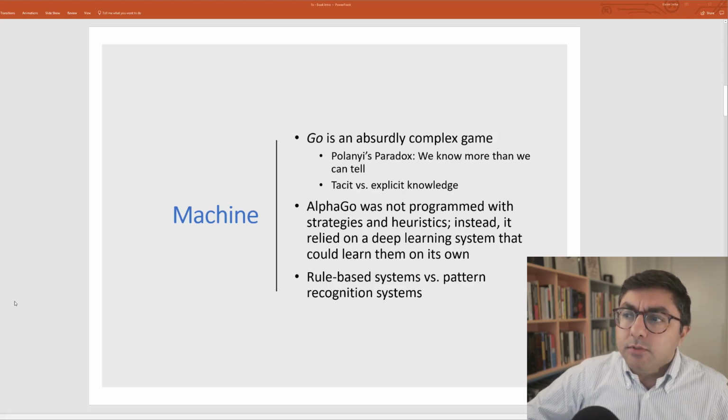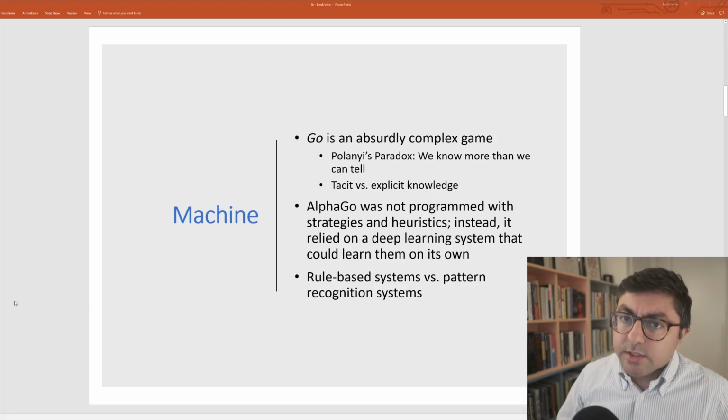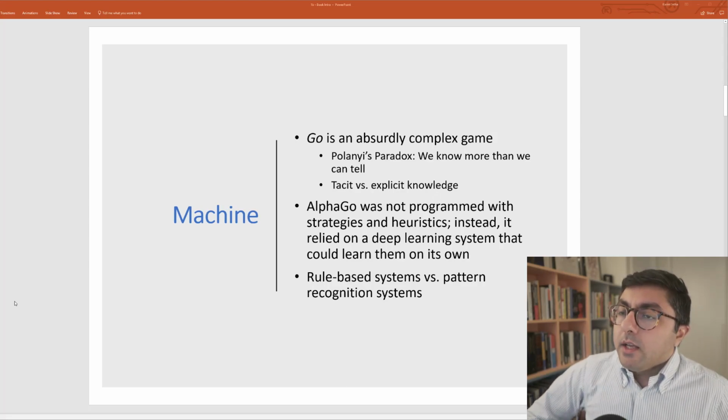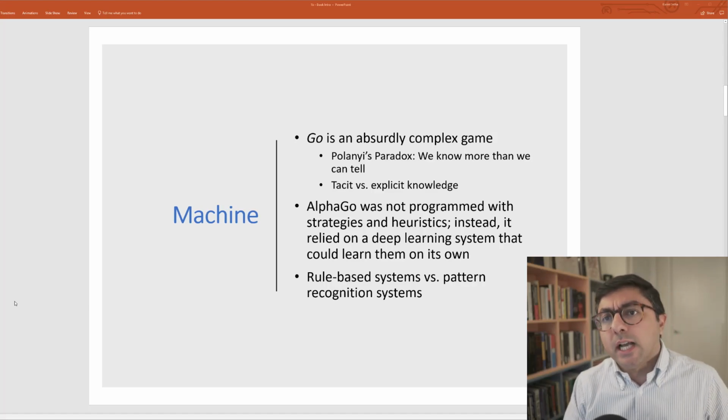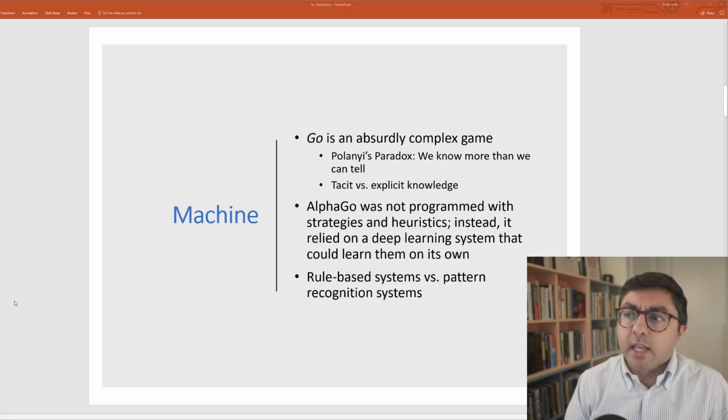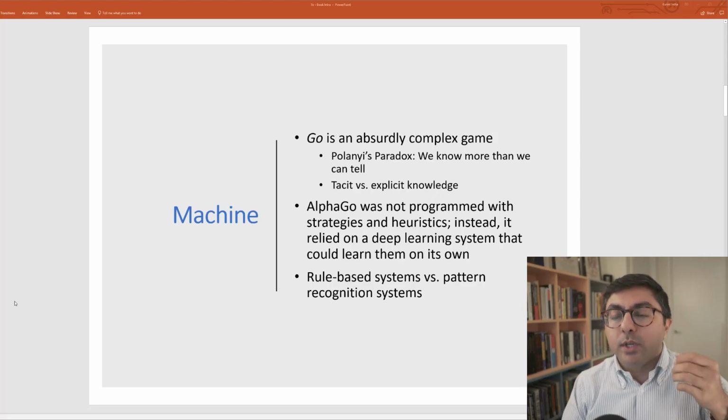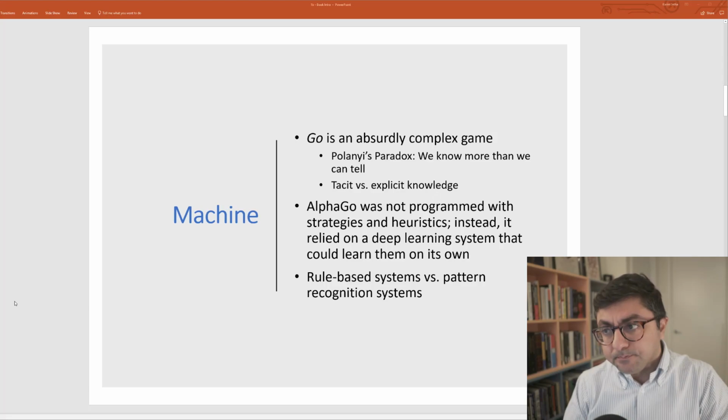So the example from the machine unit is from the game Go. And what Brynjolfsson and McAfee say is that Go is an absurdly complicated game. And one of the things that is unique about Go is that it reflects this paradox called Polanyi's paradox. And that suggests that we know more than we can tell.